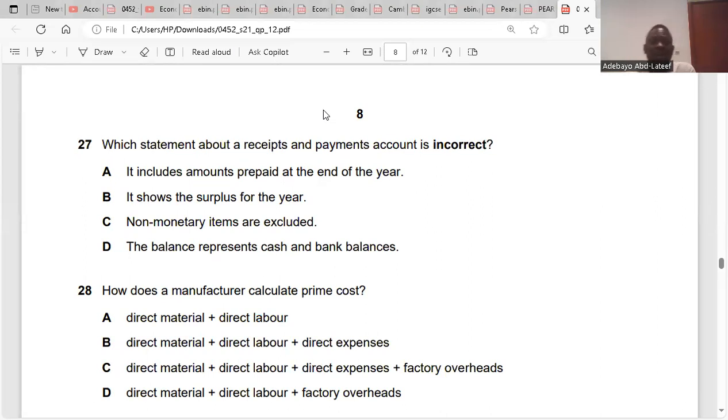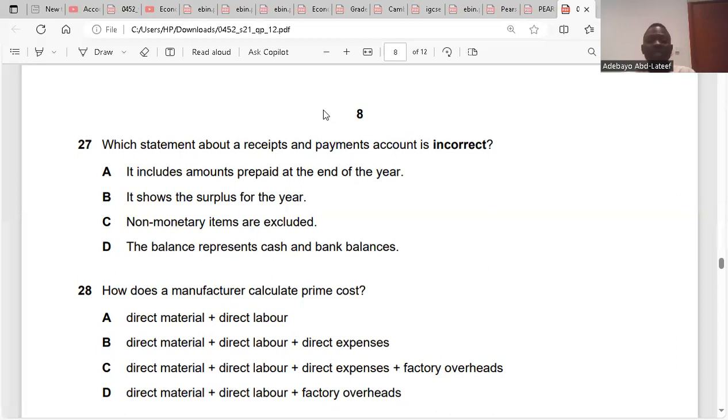Because a receipt and payment account is basically the cash account for non-trading organizations. Whatever you get here is what you take to your income and expenditure account. So the income and expenditure account has net surplus or net deficit, not the receipt and payment account. Receipt and payment account has a closing balance. Do you get that point? So that's the first thing. The answer is B.